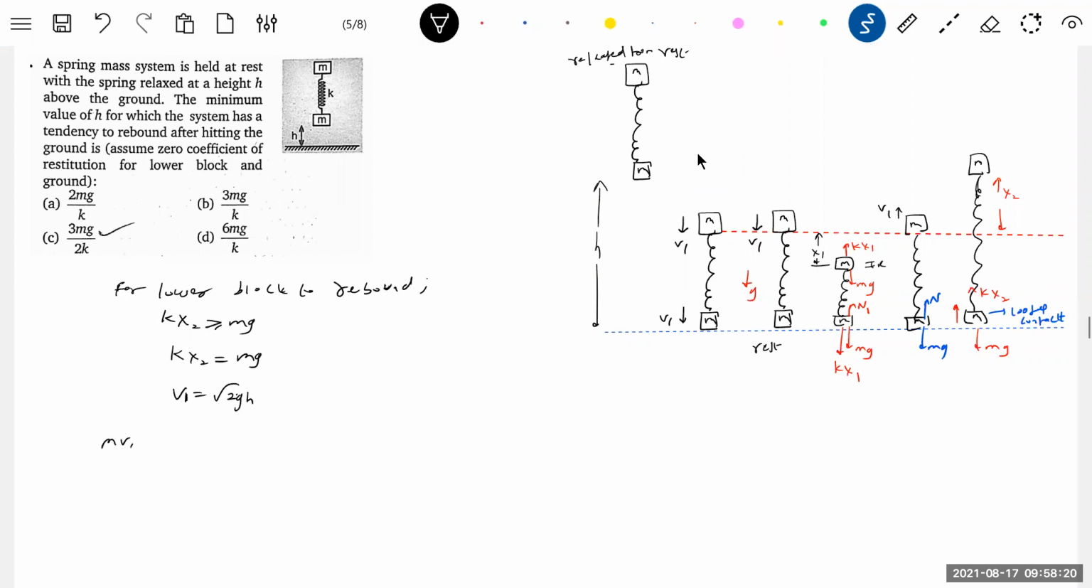I'll write some things directly. mv1 square by 2 equal to mgx1 plus something. From where did I bring this equation? Applying conservation of mechanical energy between these two. Here what is the form of energy? Kinetic energy of the block plus gravitational potential energy. That is what everything got converted into elastic potential energy of the spring. What is the state of the block? Instantaneous rest, kinetic energy 0. I define this as the zero potential point, zero gravitational potential energy. So what is the gravitational potential here? Here it will be 0. Here it will have mgx1.